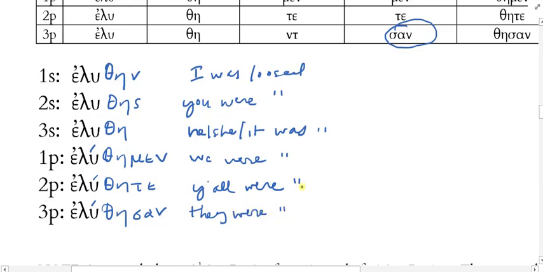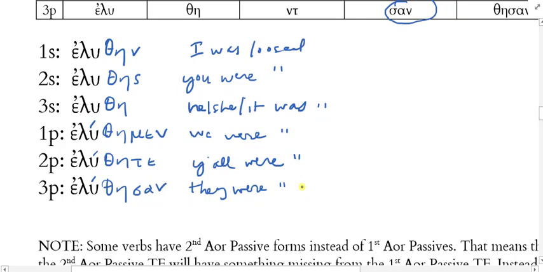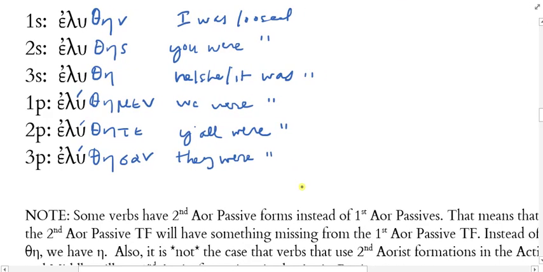Okay? Got the forms? How come the sigma doesn't drop here? Yeah, good question. I need the sigma to know that this is actually the personal ending here. And the sigmas tend to drop out between connecting vowels and personal endings. There's no connecting vowel here, though.